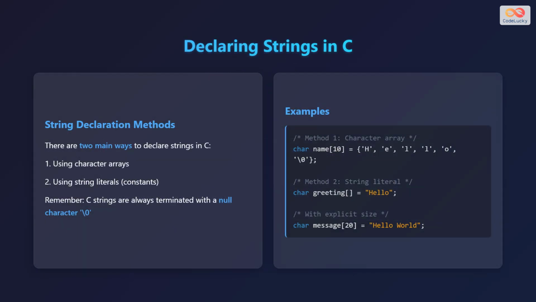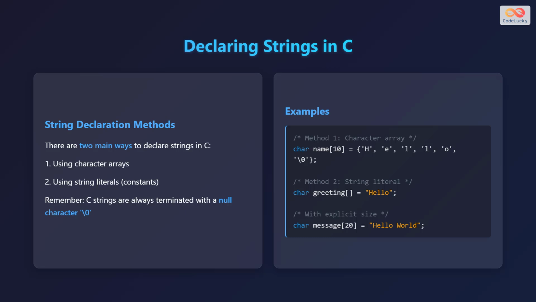There are two primary methods for declaring strings in C. The first method involves using character arrays, where you define an array of characters to hold the string. The second method uses string literals, which are constant strings enclosed in double quotes. It's important to remember that all C strings must be terminated with a null character represented as \0. This null character signals the end of the string.